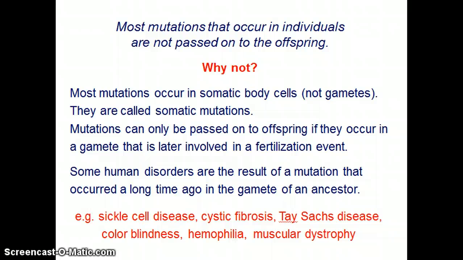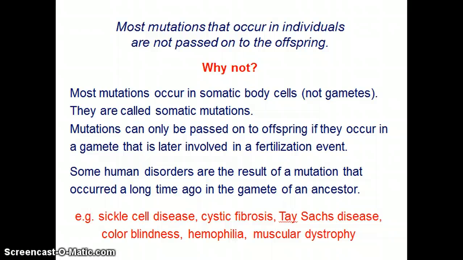But most mutations that occur in individuals are not passed on to the offspring. Well, why not? Well, most mutations occur in somatic body cells, not the gametes, and they are called somatic mutations. So the mutations can only be passed on if they occur in the gamete cells, which are what you need for fertilization and to create offspring. Okay, so most of the mutations that happen are going to be in regular body cells.